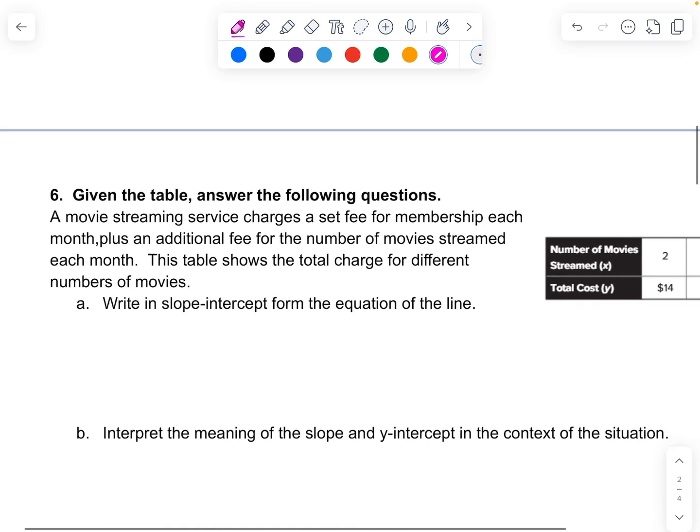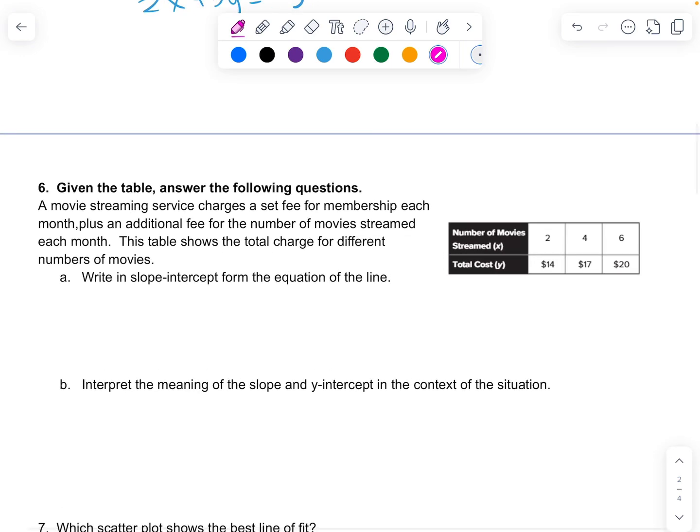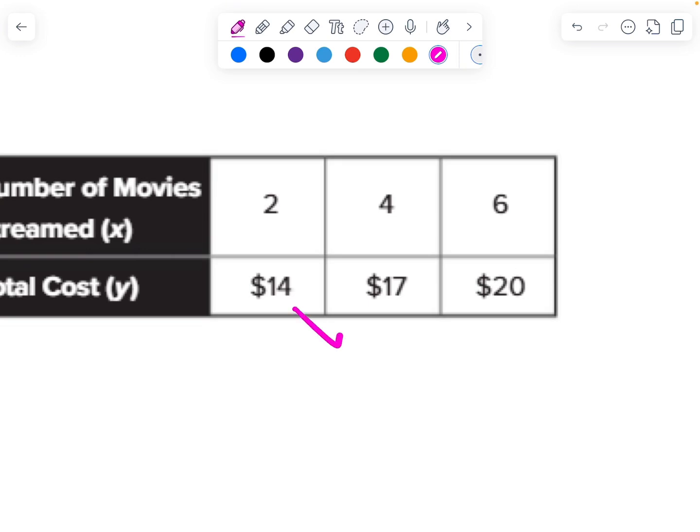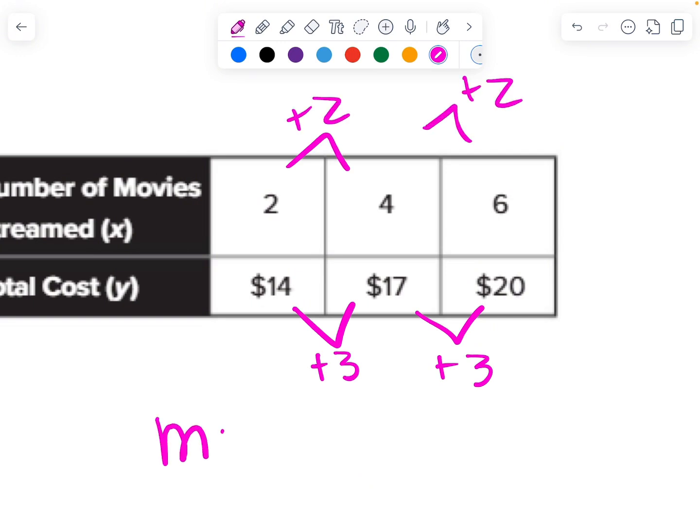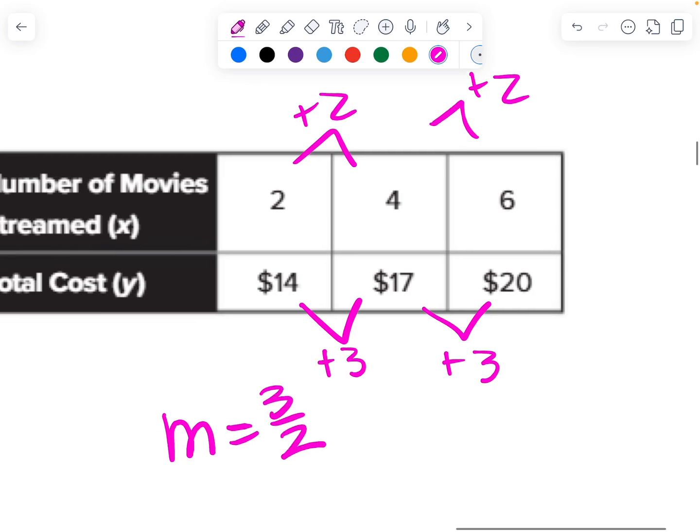Then it says, given the tables answer the following questions. A movie streaming service charges a set fee for membership each month, plus an additional fee for the movies streamed each month. This table shows the total charge for different number of movies. Okay, so first things first, what's our slope? That went up by 3. That went up by 3. This went up by 2. This went up by 2. So our slope is 3 over 2.